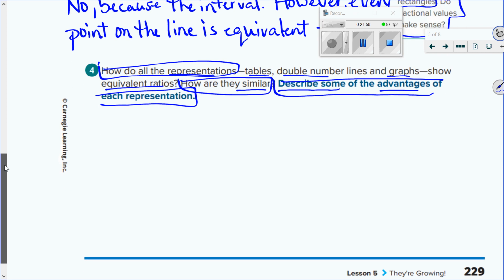To me, this is the most important question of this entire lesson, because this is really where we get to what is the advantage? How do I do all of this? So for the graph, how does it show the equivalent ratios? Guys, how did the graph show the equivalent ratios? Yes. The points plotted on the line, right?